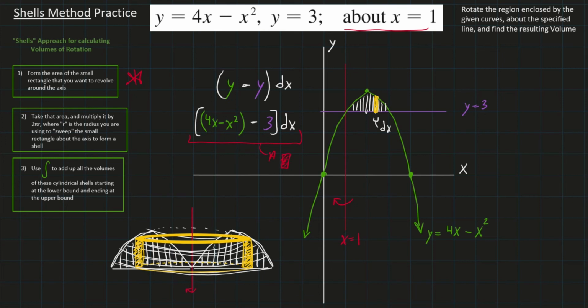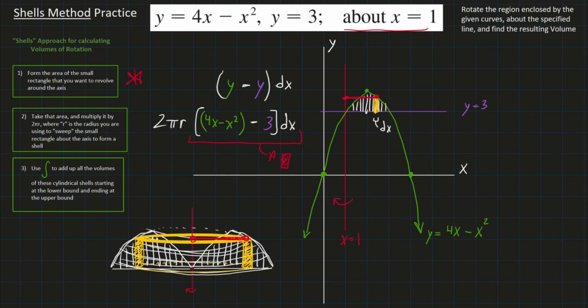Now I have to rotate these rectangles around my x equal to 1 axis. Which means, to do that, I have to multiply it by that circumference, 2 pi r. Alright, so let's envision our r. On our model, here it is, from the rectangle to my x equal to 1 axis. On my graph, here it is.